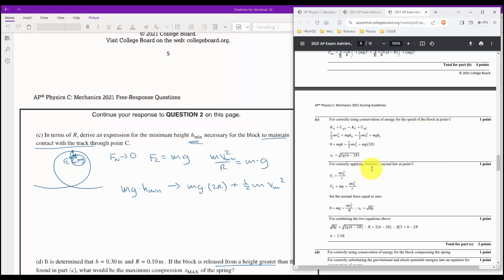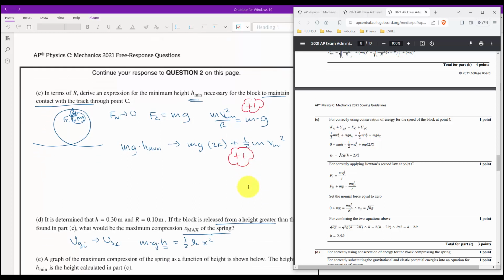And for correctly applying Newton's second law at point C, I mean, it seems like that could be worth 2 points. I don't know, man. This is post-pandemic, so I think the College Board lost it at some point and they forgot how to do problems, and the scoring on this one's insane. So then there'd be a third point. I'm going to put these as cloud points, like, maybe we get it, maybe we don't. Because we set it up but we didn't do whatever it is that they're actually talking about there.